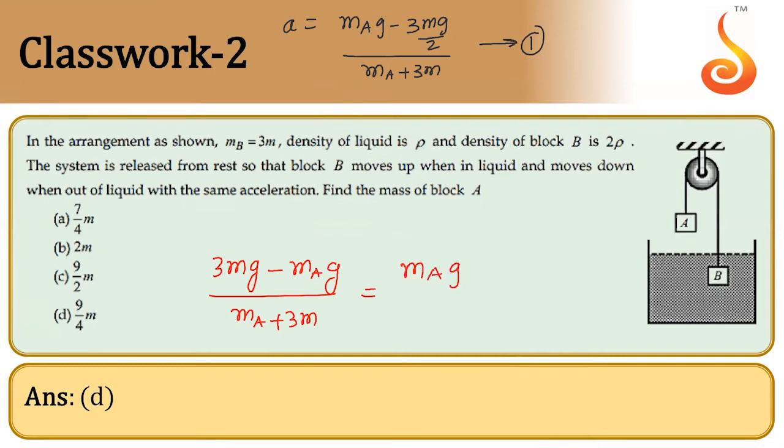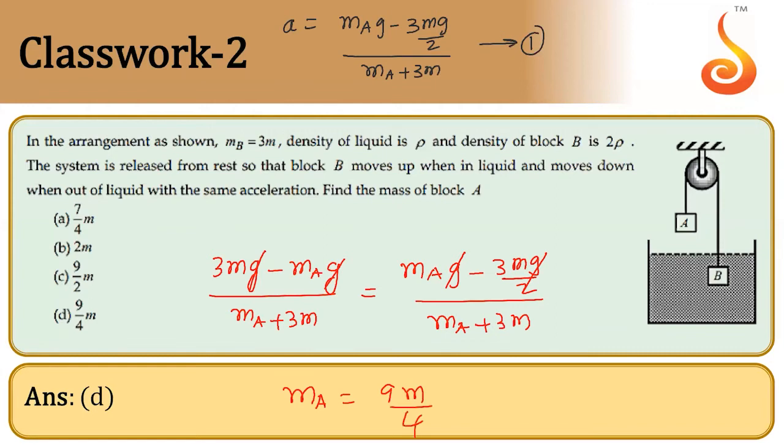mg minus 3mg by 2 divided by m plus 3m. G will go. You cross multiply, and MA is equal to 9m by 4. So that simplification you can do. That is LKG mathematics. Done, children? Okay. After cancelling G, you cross multiply. Done. Shall we go to the next one? Okay.